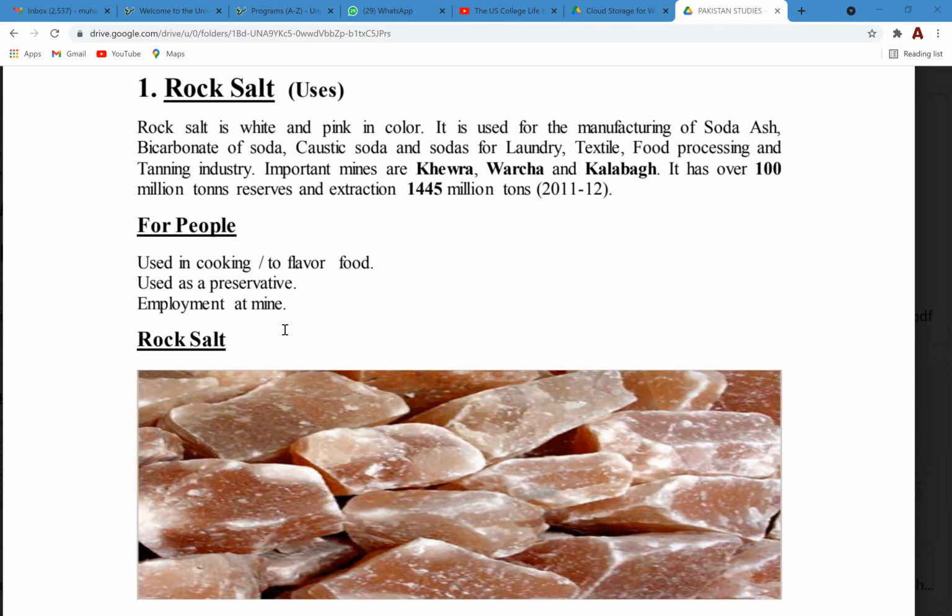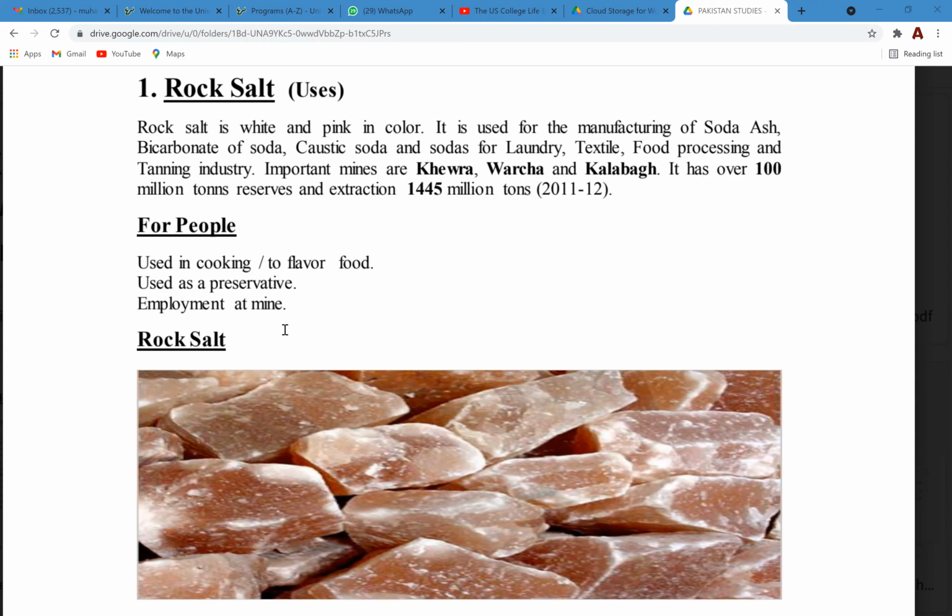Now, guys, just Google Khewra mines after this class. You'll see. And if you get a chance, please visit as well. These mines are open for tourists. They're near Kalar Kahar. And if anybody lives in Islamabad, Rawalpindi, or maybe Lahore, you can get to Kalar Kahar en route from Islamabad to Lahore or Lahore to Islamabad, and you can access the area through motorways as well. So just visit Khewra mines.